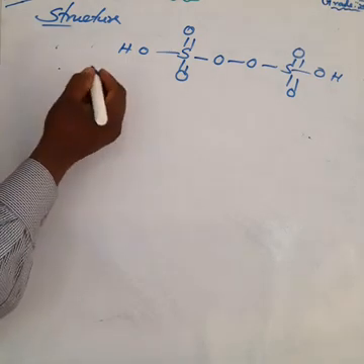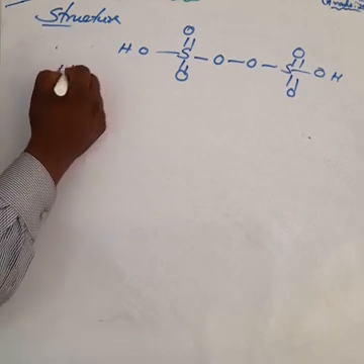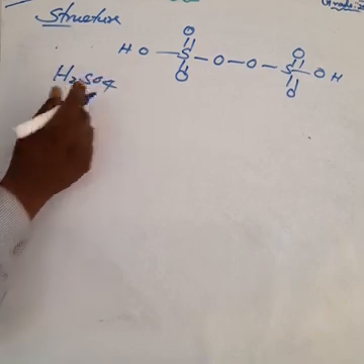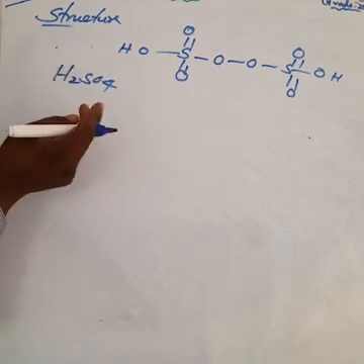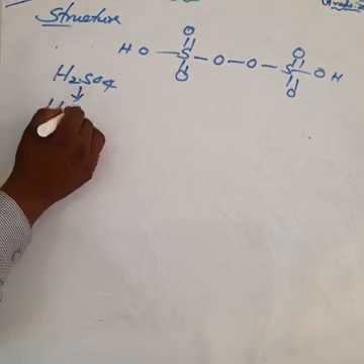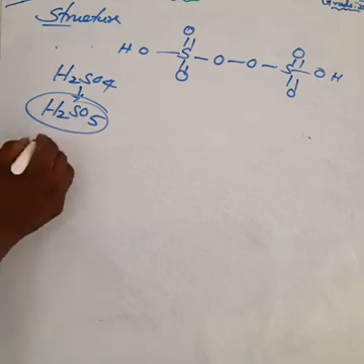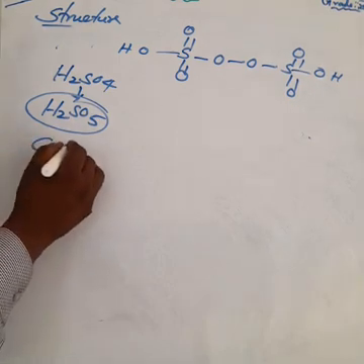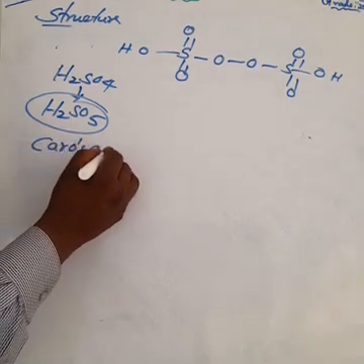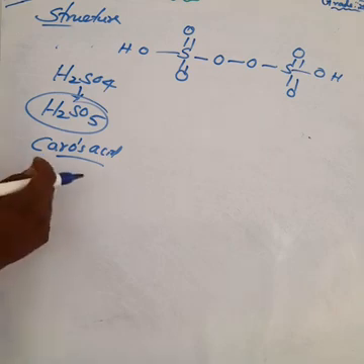Peroxymonosulfuric acid. To learn this formula, what is the formula for sulfuric acid? H2SO4, am I right? Here, peroxymonosulfuric acid: again, you are adding one more oxygen atom. So the formula becomes H2SO5. Caro's acid. Okay, Caro's acid. That is also one of the important questions. Marshall acid and also Caro's acid, one of the very important questions. Try to learn.